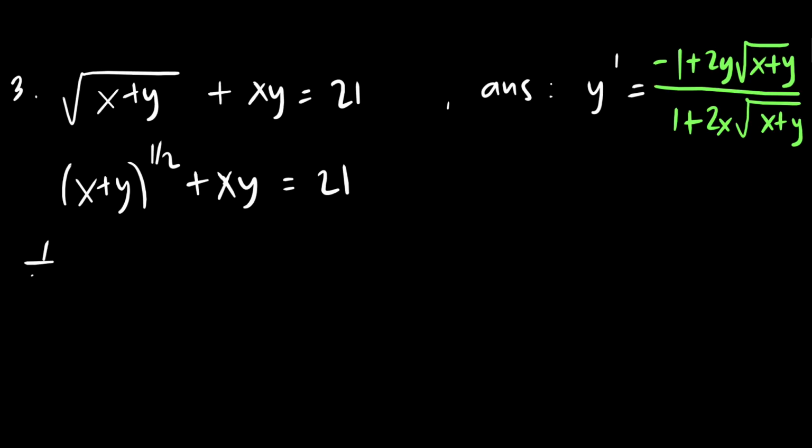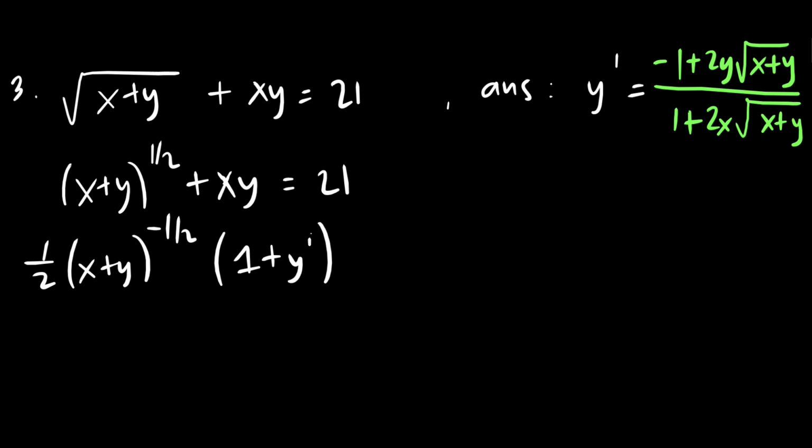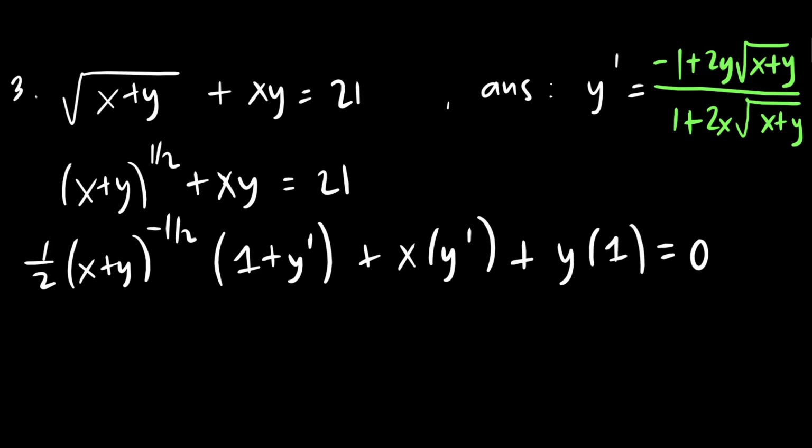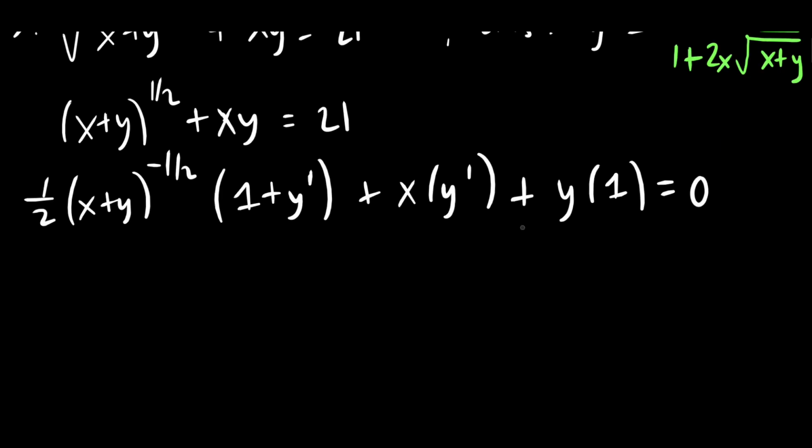So 1 half, just copy inside. So 1 half minus 1, negative 1 half. So the derivative inside is 1 plus y prime. So plus x y prime, plus y multiplied by the derivative of x, which is just 1, is equal to the derivative of the constant 21, which is 0.